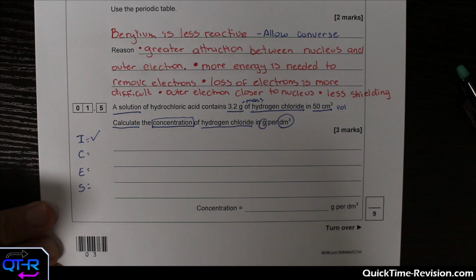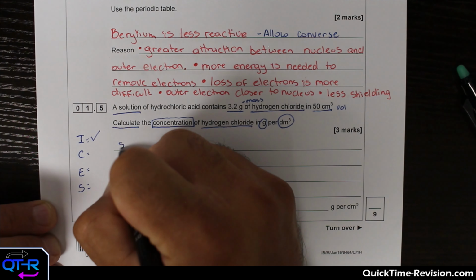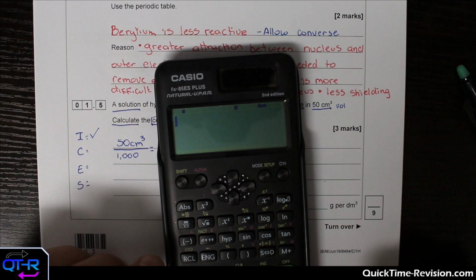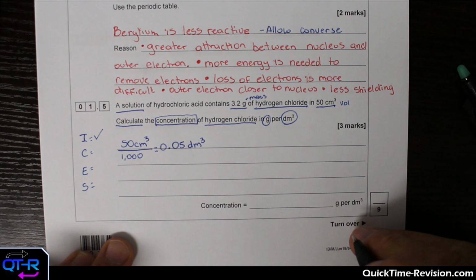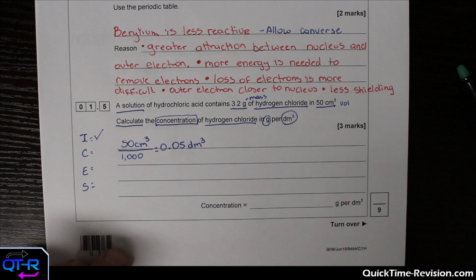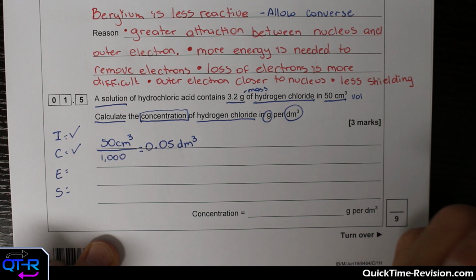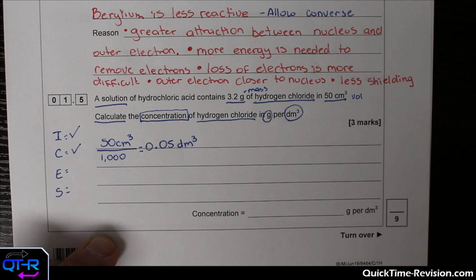Okay, so if I want to convert centimeters cubed into decimeters cubed, I'm going to have to divide by 1,000. So that right there is going to give me my first mark. Right, so I have done my conversion already. Now it's time for the equation. What is the equation for calculating concentration? From what I can remember, concentration equals mass of a substance over volume of solution. So let's write that down.